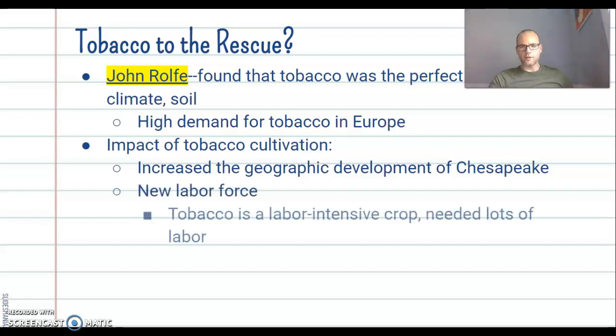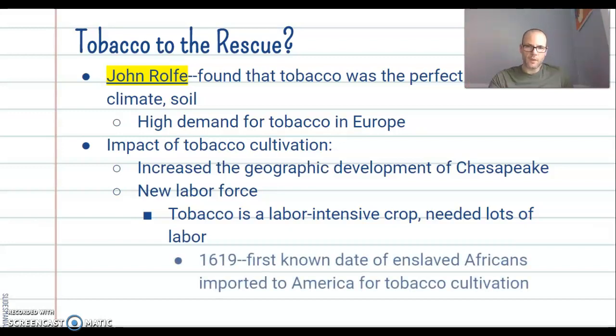We also see this new labor force coming in because tobacco is such a labor intensive crop. So we're going to see some enslaved Africans, but this new group coming in called indentured servants, which I'll explain shortly. Please know that 1619 is the first date of enslaved Africans being brought in for tobacco cultivation, but this is not when race-based slavery as we know it in the 1800s begins.